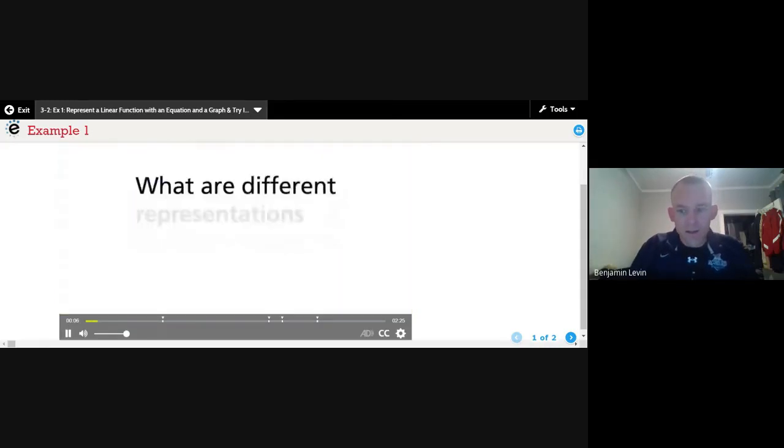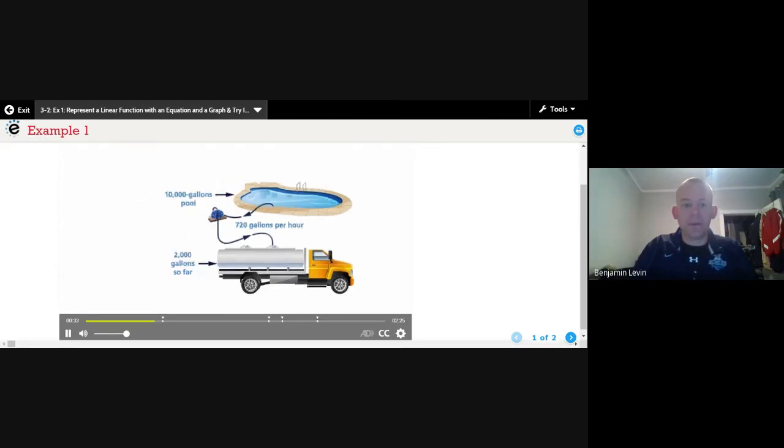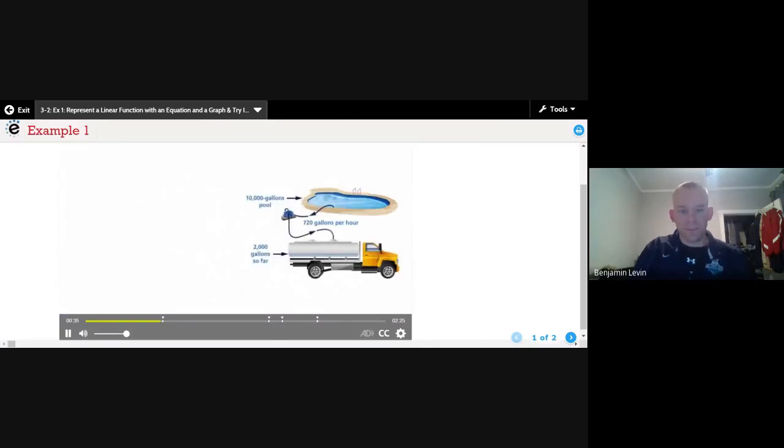What are different representations of a function? Think about this question during the lesson. A 10,000-gallon swimming pool needs to be emptied. 2,000 gallons have already been pumped out of the pool and into the tanker. You can tell from the diagram that the pump moves 720 gallons of water per hour. How can you determine how long it will take to pump all of the water into the tanker? How can you use what you know about linear equations to solve the problem?